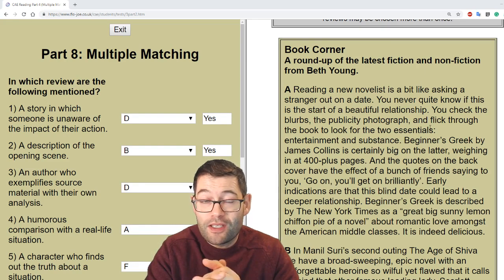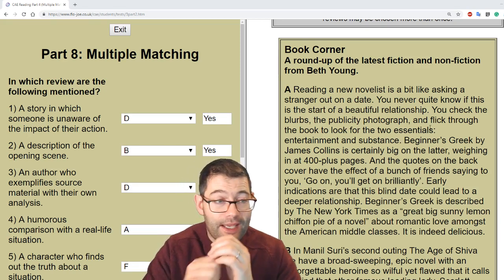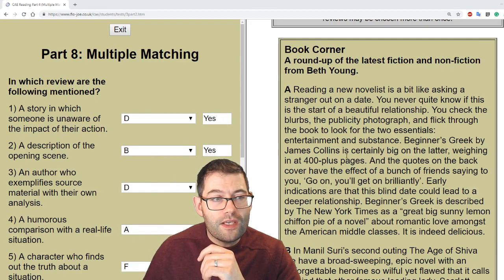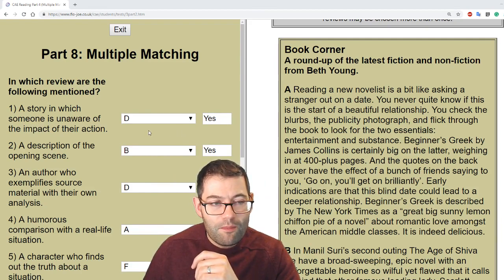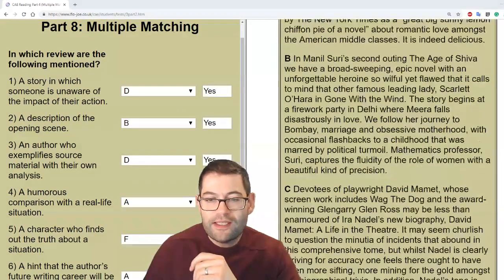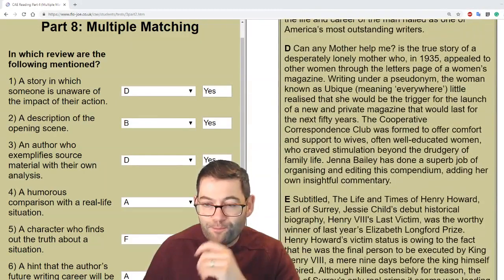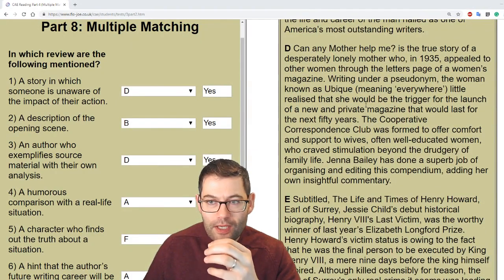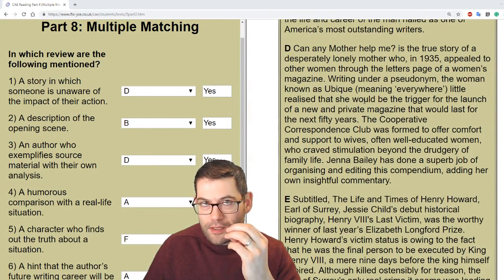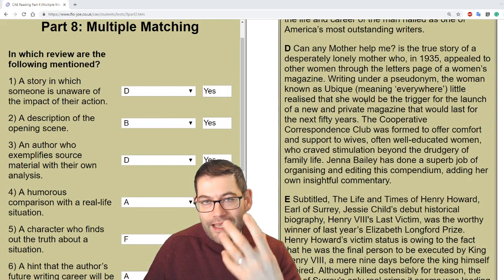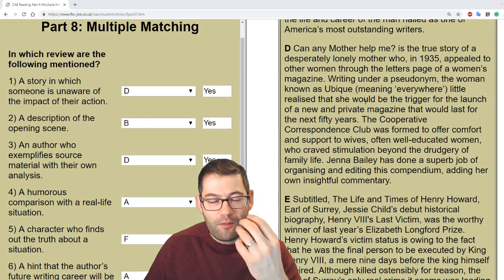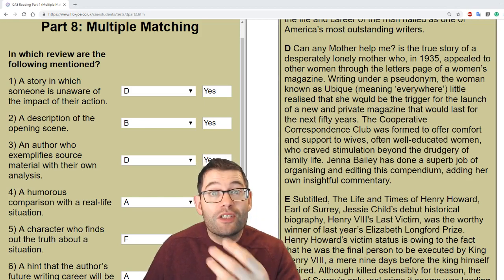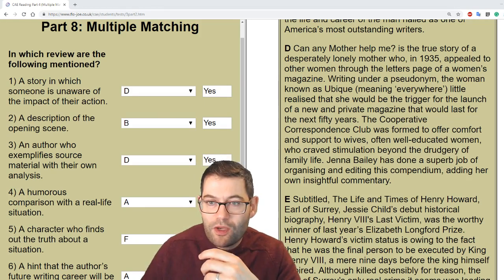So what I'll do is I'll point out the vocabulary links between the answers and the text. A story in which someone is unaware of the impact of their action. You will find this in D. And we're looking for something that suggests a lack of awareness, that she doesn't know what's going on, or at least she doesn't know the results of her work.